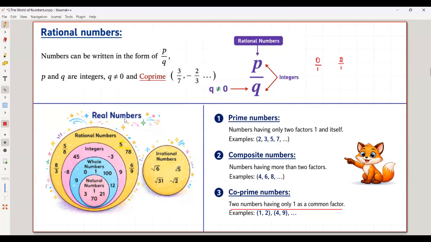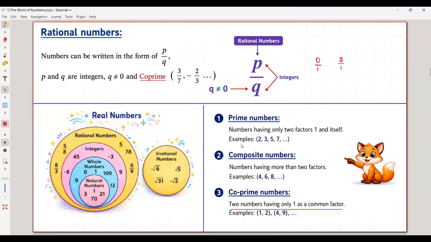Now, real numbers. Under the real numbers, we have rational numbers. Under the rational numbers, we have integers, whole numbers, and natural numbers. So natural numbers, whole numbers, integers, rational numbers, this is the order. We will learn about irrational numbers in 9th standard.